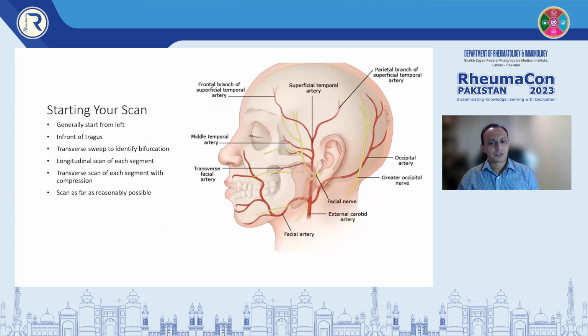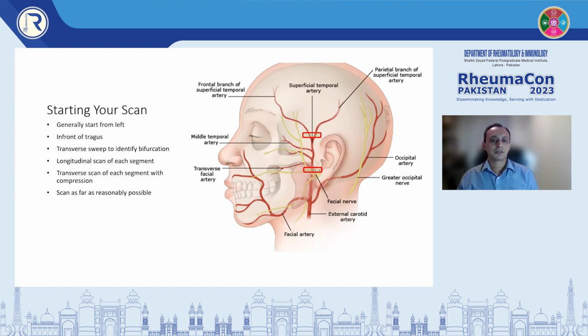So how we scan is essentially for temporal arteries, we start right in front of the tragus, and that is where we start our transverse scan, and we put the probe in a transverse direction, and we move the probe all the way up until we get to the bifurcation. Now we know roughly the anatomy of the temporal artery, and we can easily chase any bends, and we know where the branches are coming off.